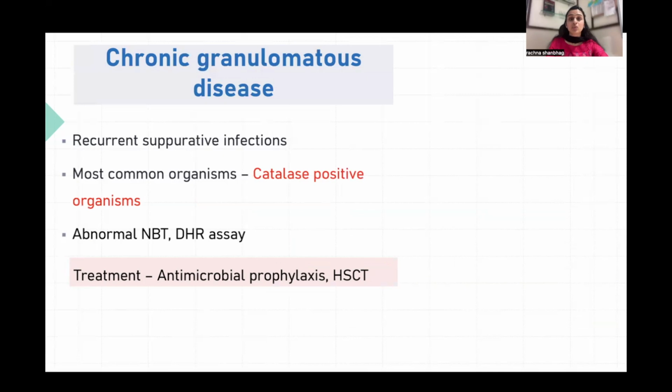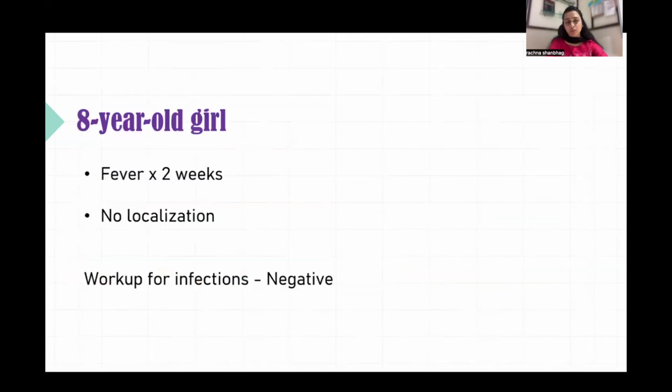Now that we have understood what is chronic granulomatous disease, let us look at another case scenario. Here we have an 8-year-old girl, and she has presented to us with fever for 2 weeks with no localization. Workup for all infections was found to be negative.